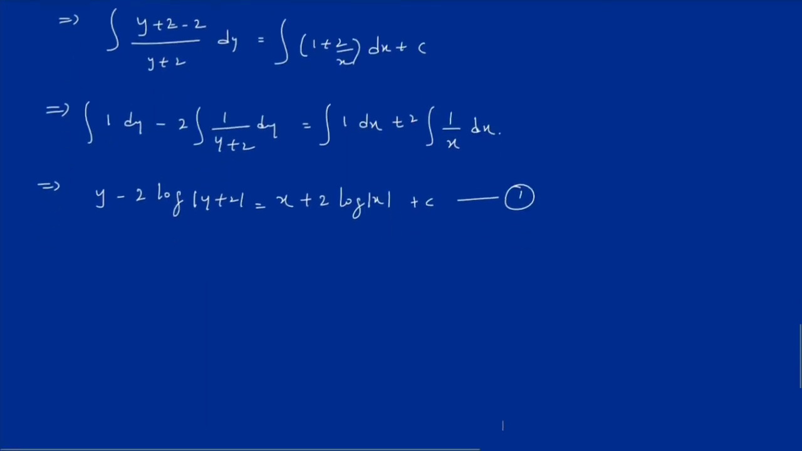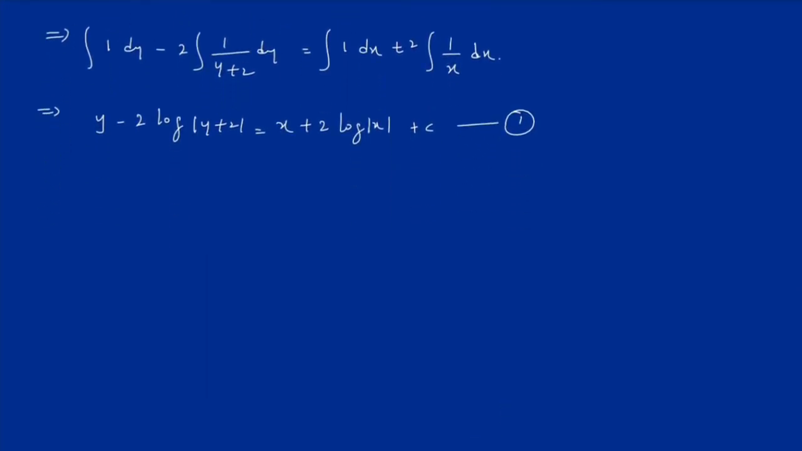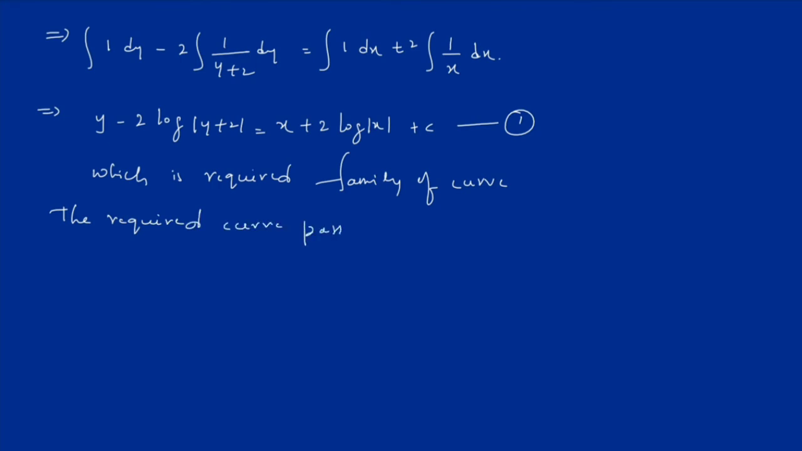Now the point has been given. The solution of the curve passing through the point 1 comma minus 1, which is the required family of curve. The required curve passes through 1 comma minus 1, right?